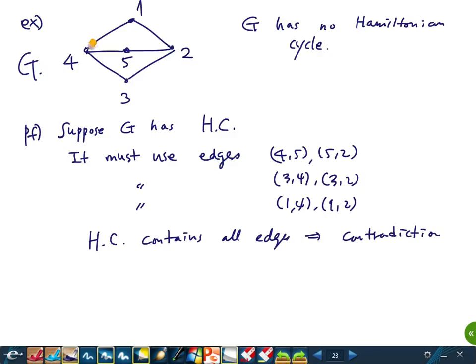Because for every vertex we have to use 2 edges incident to it. But here this says that you use all 3. It's impossible. So the assumption was wrong, so there is no Hamiltonian cycle. Like this, you can somehow prove that there is no Hamiltonian cycle, but there is no general way to show it. You have to really work on individual graphs carefully.